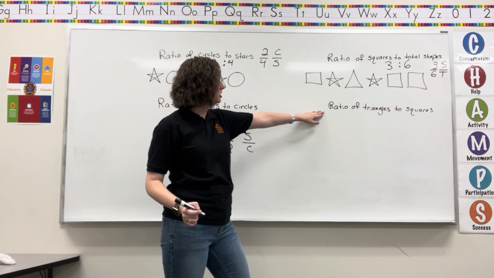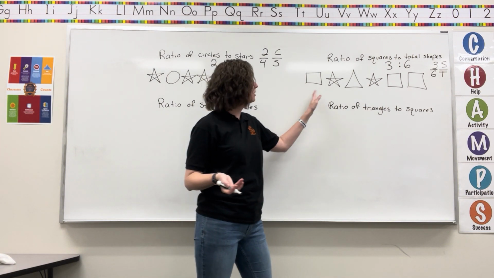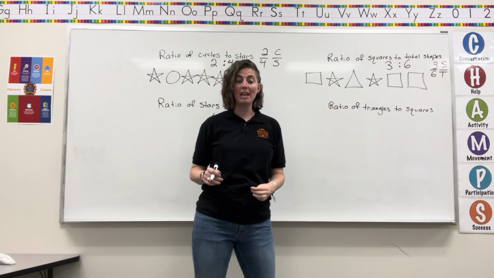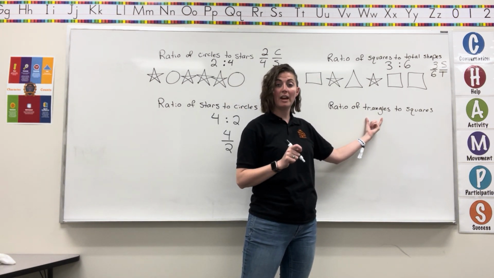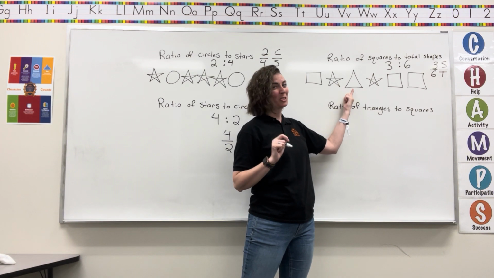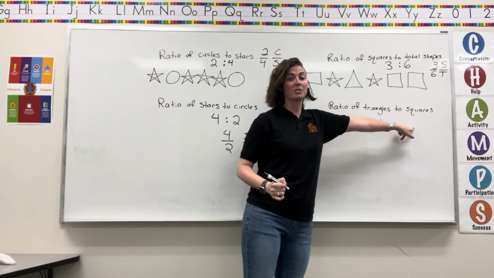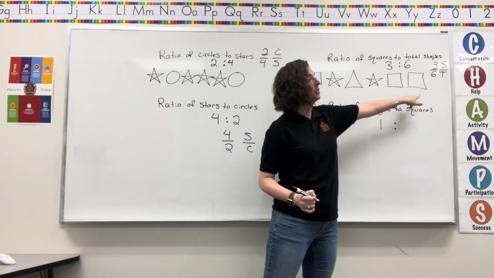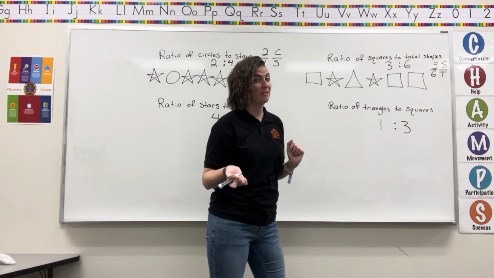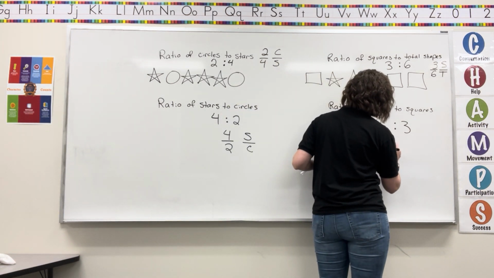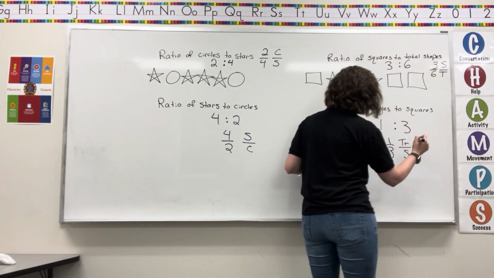Now we're looking for the ratio of triangles to squares. So in this case, we don't care about the stars because it's only asking for triangles to squares. Again, triangles is my first value I have to find. There's one triangle. Now I'm looking for squares. 1, 2, 3 squares. As a fraction, 1 over 3, and that's triangles to squares.